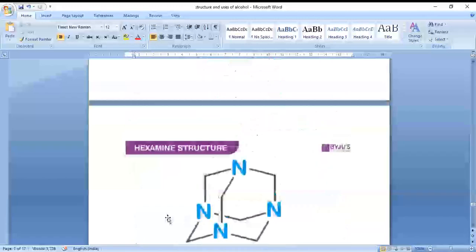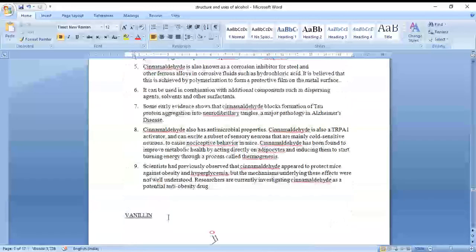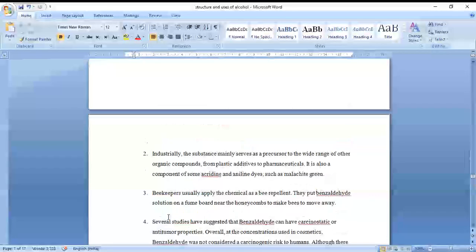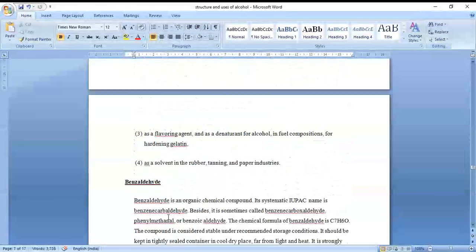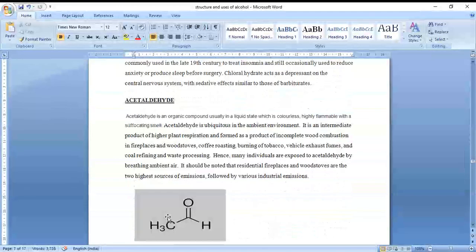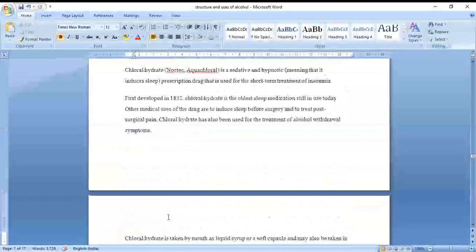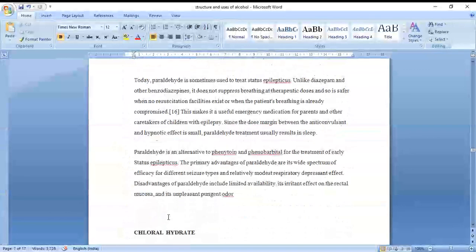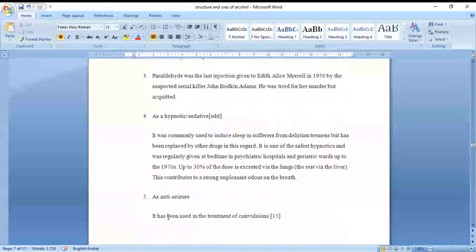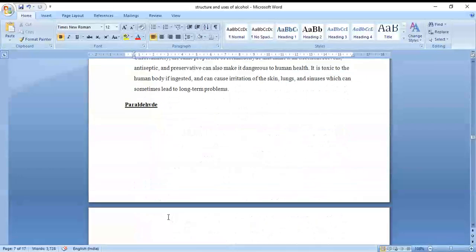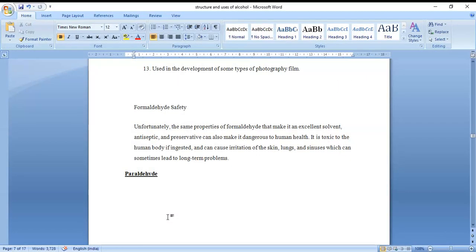Okay. So these are the various seven components. I have discussed the seven components. Just write the structure and uses of each component. Make notes so that you can easily understand and easily write it in an exam. So these are the various components in the aldehydes. The rest we have are the carboxylic acids and the amines.